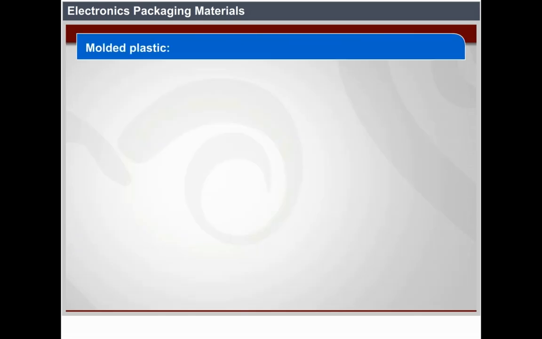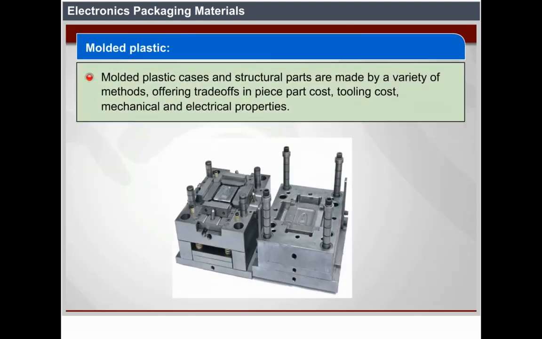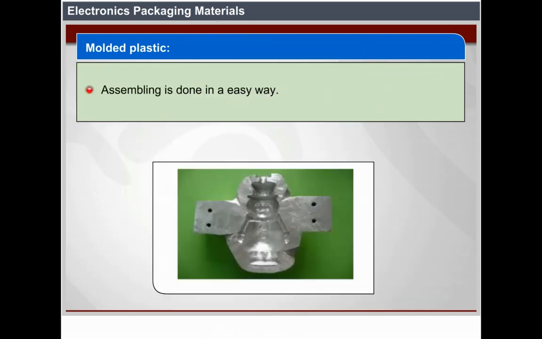Molded plastic. Molded plastic cases or structural parts are made by a variety of methods, offering trade-offs in piece part cost, tooling cost, and mechanical and electrical properties. Easy assembly can be done.